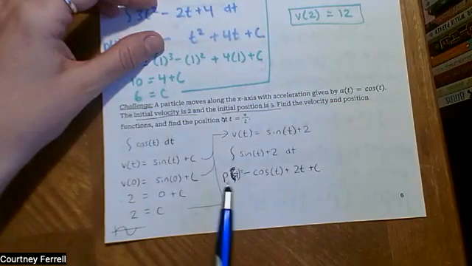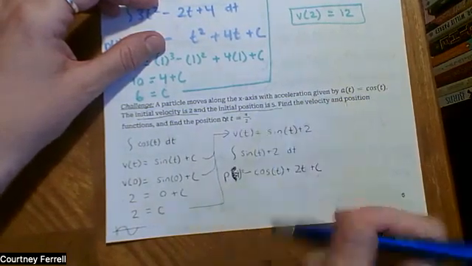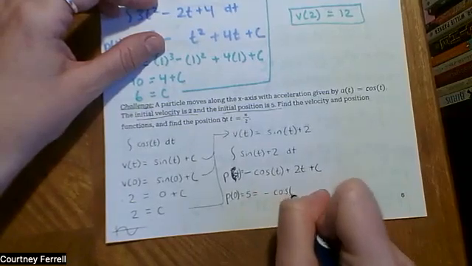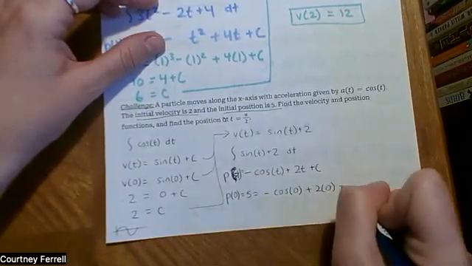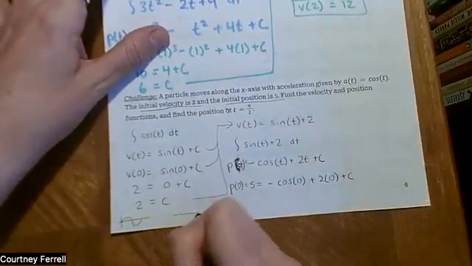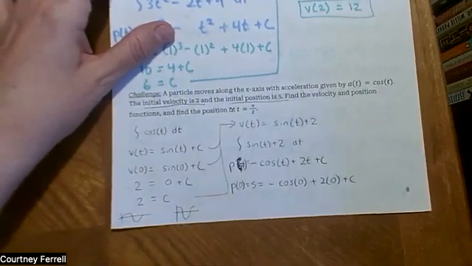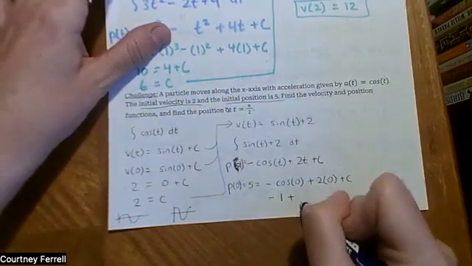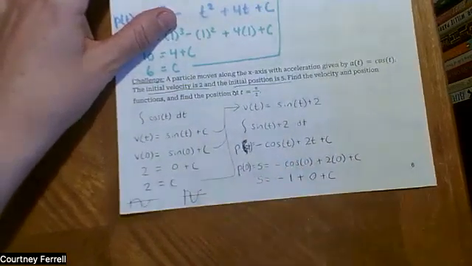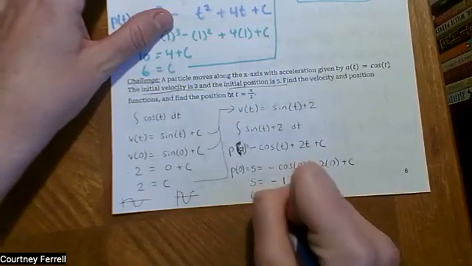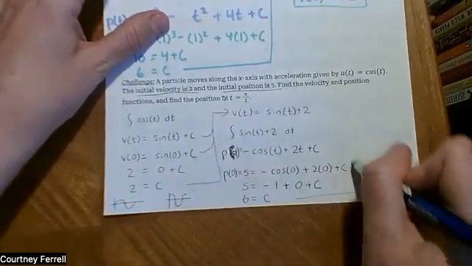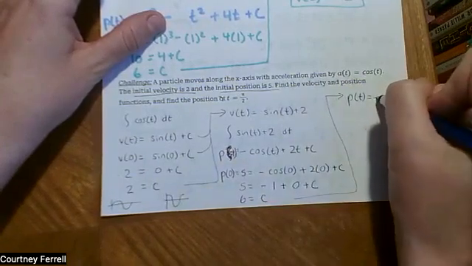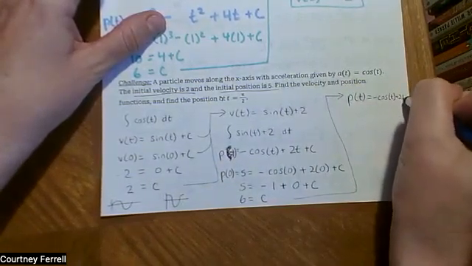It's messy. Okay, cool. They told us initial position is 5. So p of 0, they told us was 5. So now we bring this down. Negative cos of 0 plus 2 times 0 plus c. Okay, well, if you sketch out, this is cos. So cos of 0 is 1, and there's a negative sign here. So negative 1 plus 2 times 0 is 0 plus c. They're saying that equals 5. Move the 1 over. So your c is 6. Okay, so that means that p of t is equal to negative cos of t plus 2t plus 6.